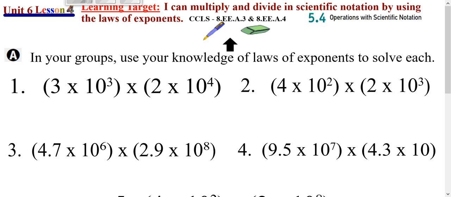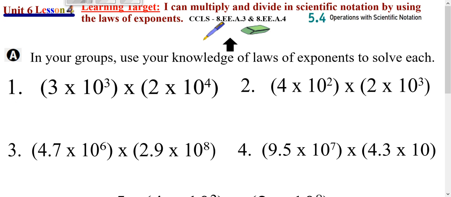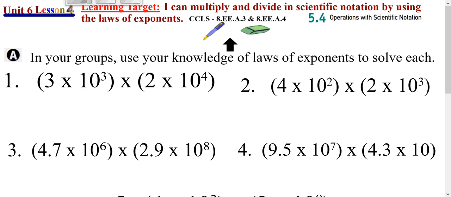I'm going to do number 1 out loud, and then I'm going to tell you to pause the video. So number 1, 3 times 10 to the 3rd times 2 times 10 to the 4th. So first I'm going to multiply the coefficients. Hold on. It's not letting me move it around the board. There we go. 3 times 2. Multiply the coefficients. 3 times 2 is 6. Then keep the base the same and add the exponents. 3 plus 4 is 7.